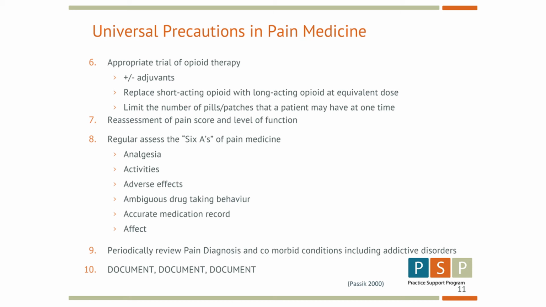The other principles and precautions in the use of medications in general is always, during this trial period, a review. And in particular with opioids, it's the 6 A's. So this is the analgesia, activities, any adverse side effects, what they call ambiguous drug-taking behavior or really medication misuse, the affect and emotional state, and then finally our own accurate documentation. And that's highlighted in point number 10, where we really need to document our conversations, our dosages, how they're using it, and what also are the functional goals that we're trying to match the medications to.